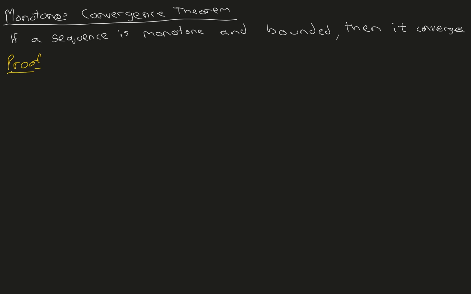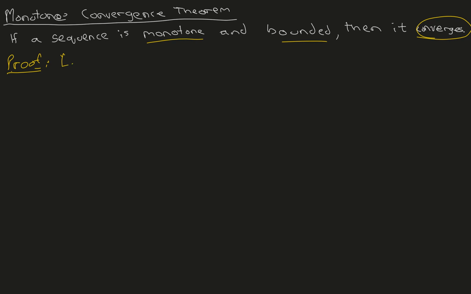Remember that to show that a sequence converges, normally we were calculating the limit of the sequence to show that it converges to a particular limit. But from now on, we have another way to show convergence. All we need to show is that a sequence is bounded and it's monotone. If we show that, then it automatically converges. So let's do the proof of this theorem.